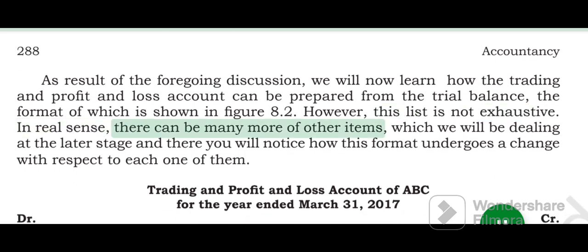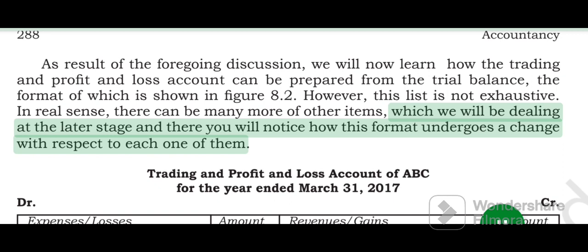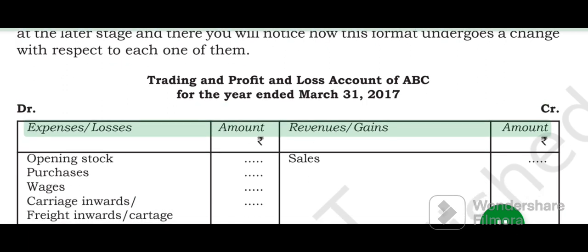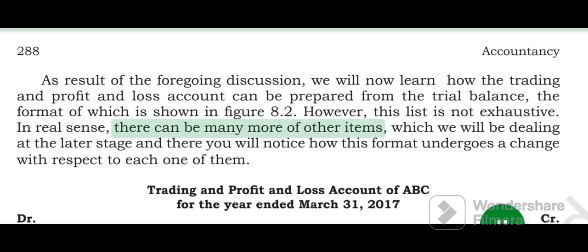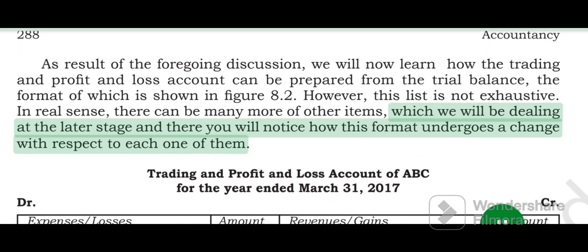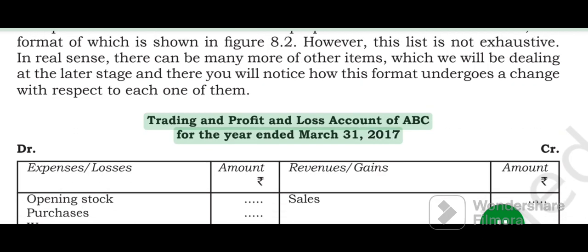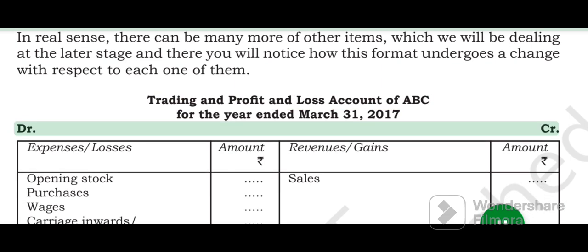In real sense, there can be many more other items, which we will be dealing with at a later stage, and there you will notice how this format undergoes a change with respect to each one of them. Trading and Profit and Loss Account of ABC for the year ended March 31, 2017. Dr. Cr. Expenses, losses amount, revenues, gains amount. Opening stock, expense.